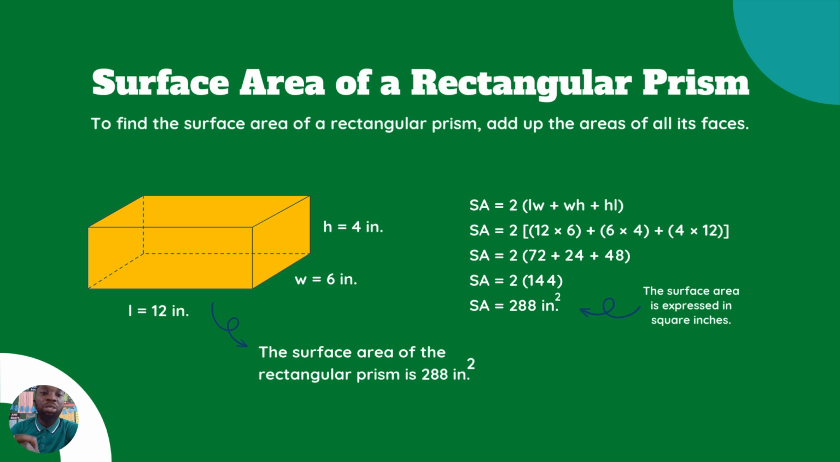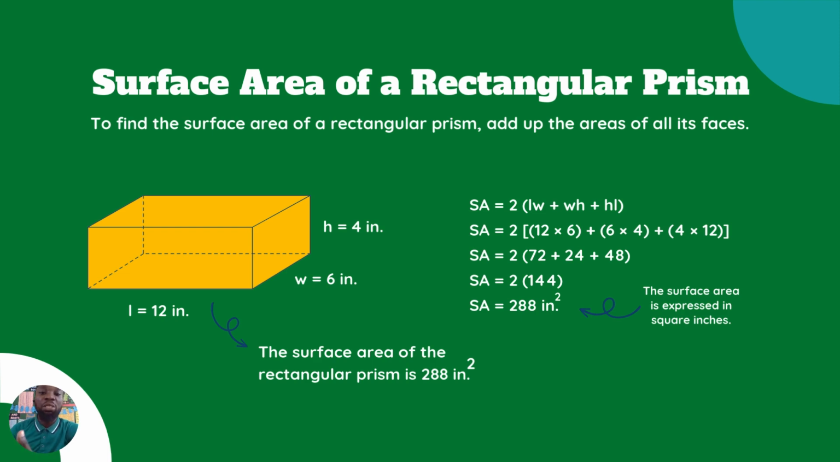So what is W? W is 6. What is H? That is the height. It is 4. So multiply 6 times 4. Then you proceed to the next value, which is H. That is the height and the length. So the height is 4 multiplied by the length. So 4 times 12 will give you 48.